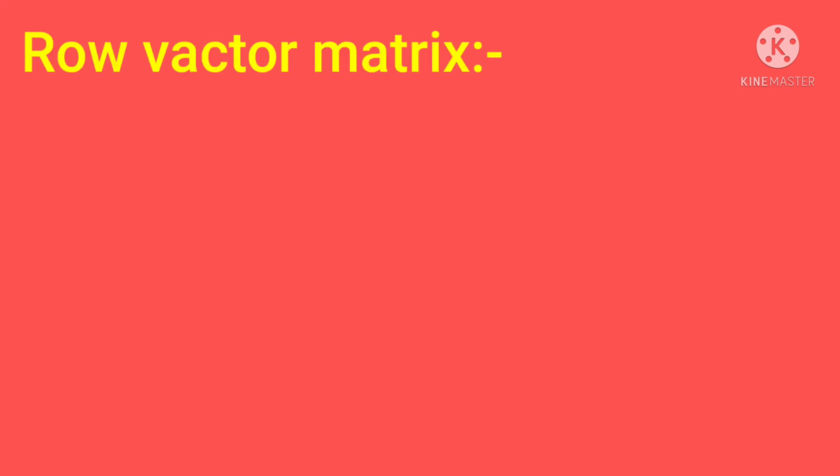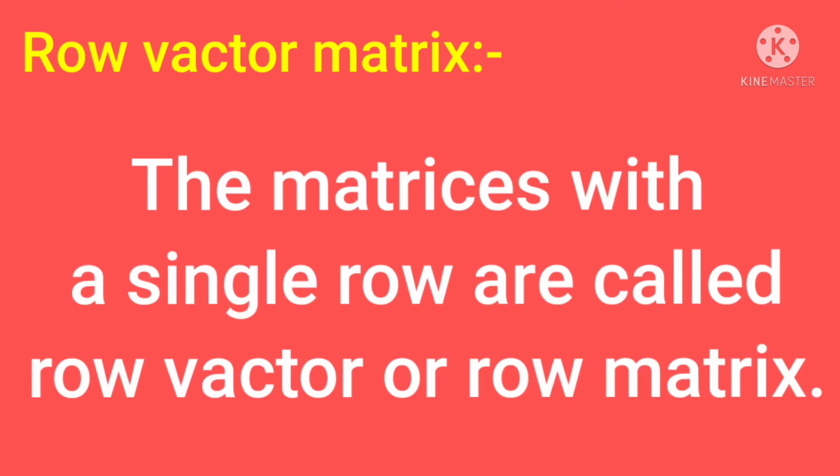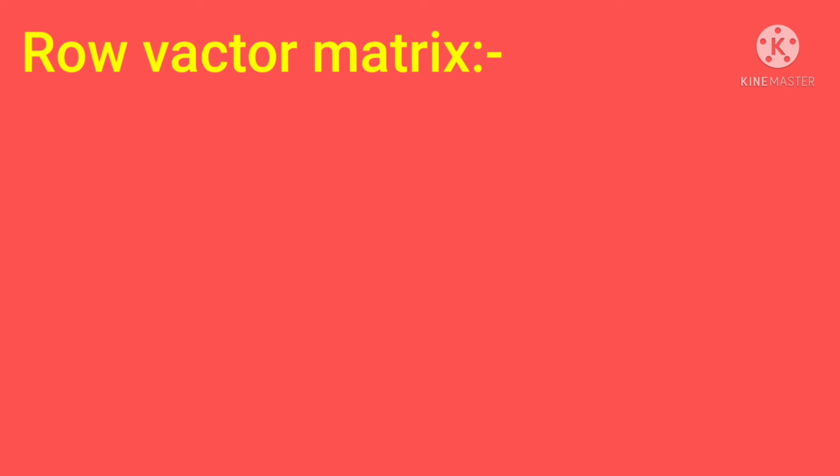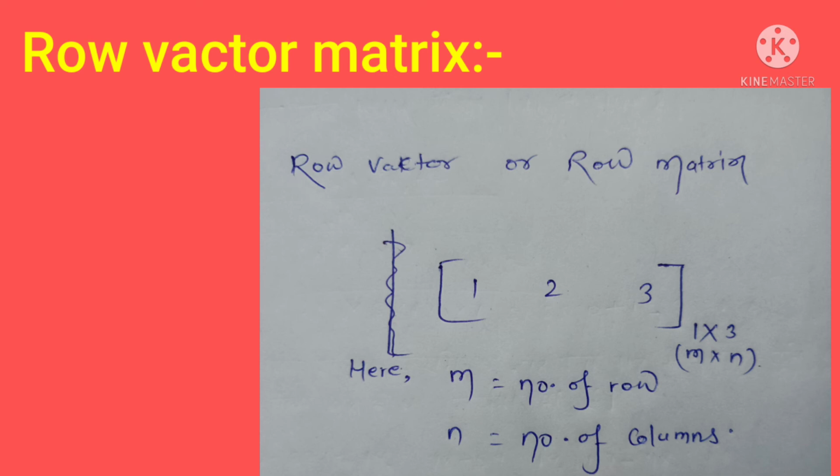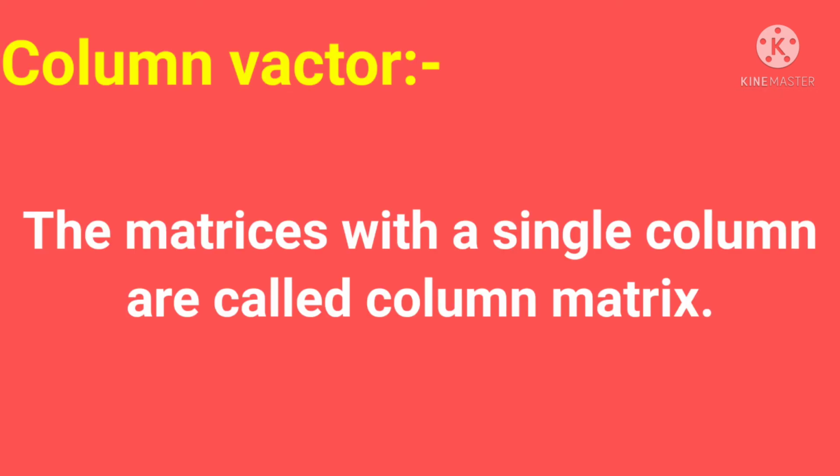Okay, now row vector. A matrix with a single row is called a row vector. Inside the row vector, only a single row is present, that's all. And the column vector is the same: a matrix with a single column is called a column vector.